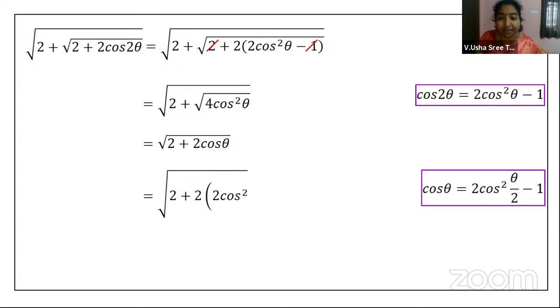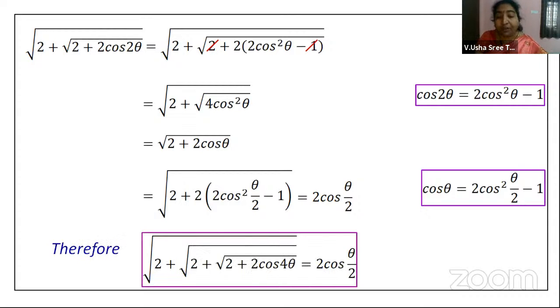Now instead of cos theta, we will substitute 2 cos square theta by 2 minus 1. Then of course 2 and 2 into minus 1, that is minus 2, they get cancelled. Then we are left with what? 4 cos square theta by 2. 4 cos square theta by 2 under root gives you 2 cos theta by 2. Therefore, we can conclude that root of 2 plus root 2 plus root of 2 plus 2 cos 4 theta is equal to 2 cos theta by 2. Hope you got it. I have selected this problem just so that you get acquainted with this type of formulae deduction. Okay.